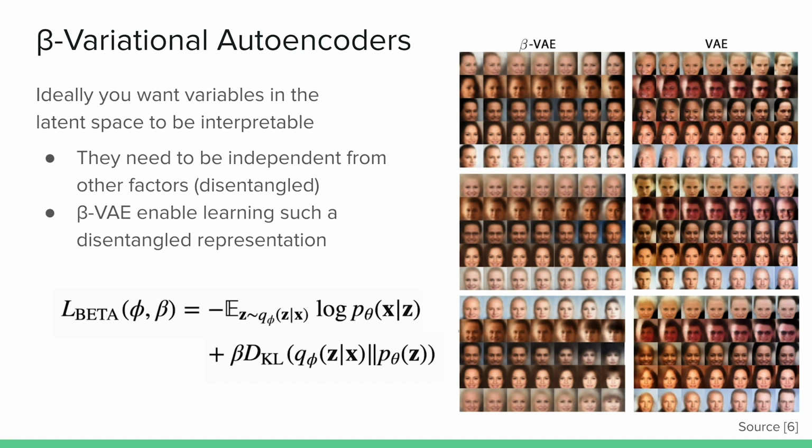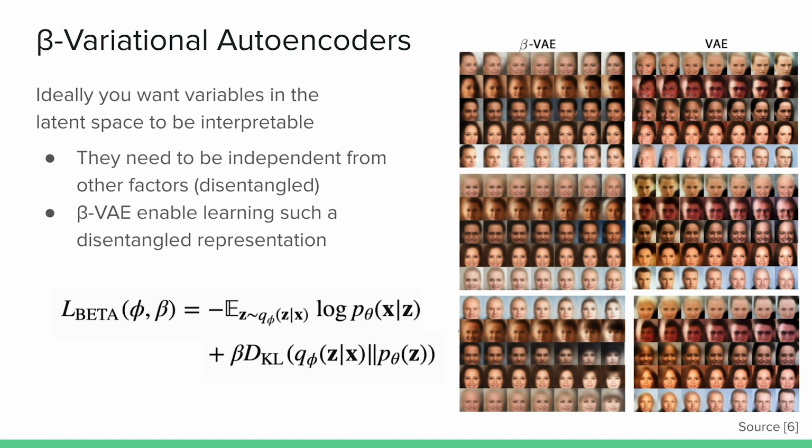There is a really nice spin on these variational autoencoders, so-called beta-variational autoencoders. The idea behind these autoencoders is that you want variables in the latent space to be interpretable. You want them to reflect one single property of our input space. So ideally, they're independent from other factors, and then we would call this disentangled.